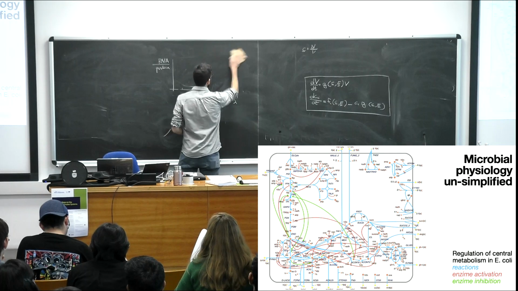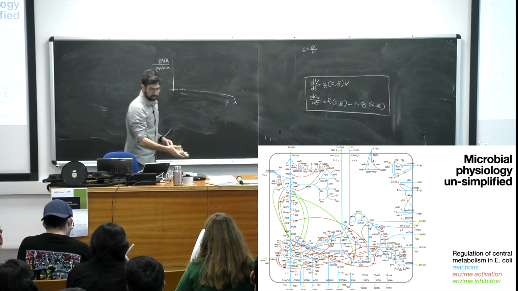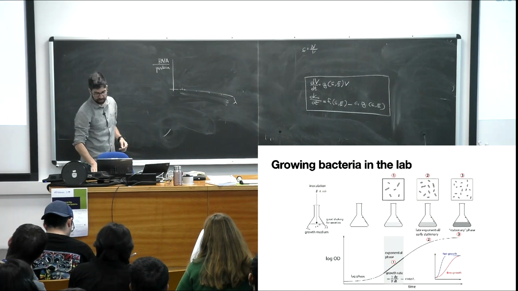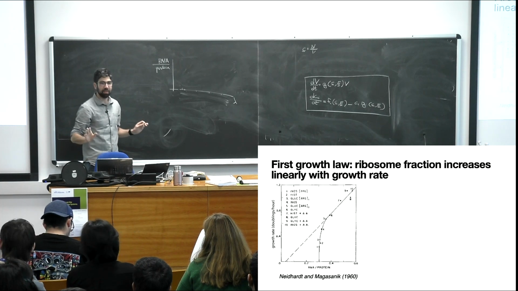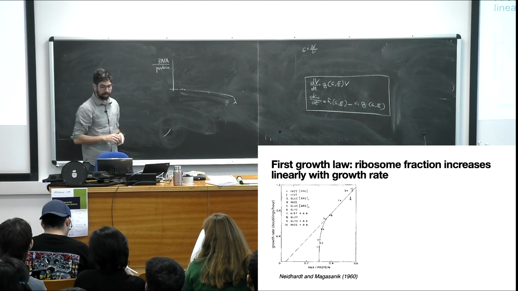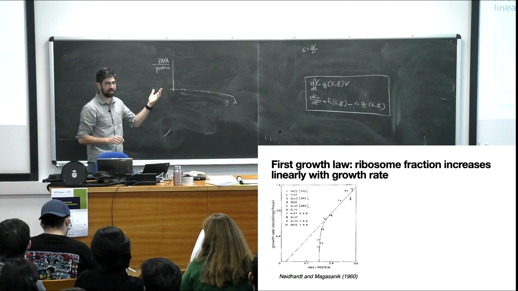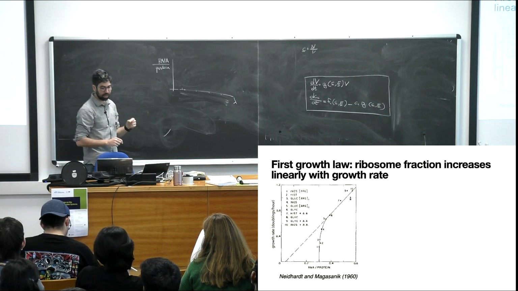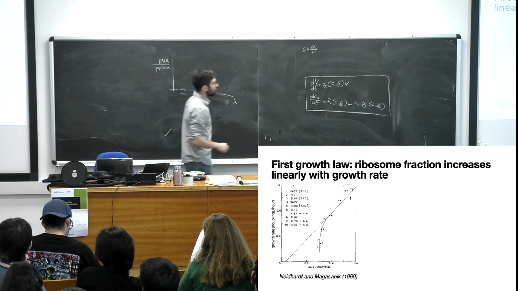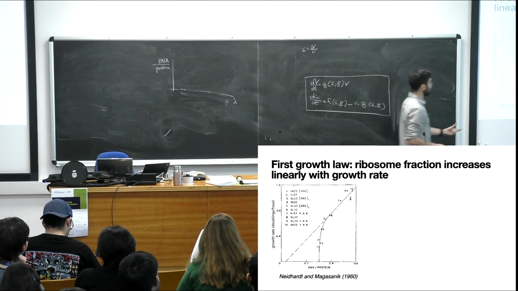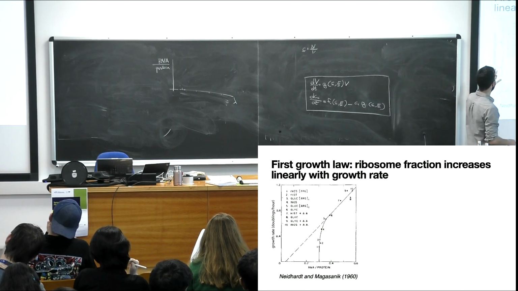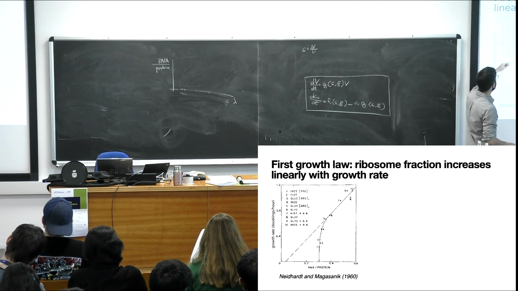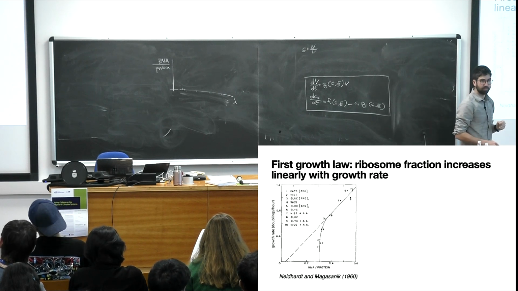When people did this in the 60s, what they found is something much more clean. Actually, this is the plot with the reverse axis. I will go back to the initial one. Here you have RNA to protein on the x-axis and growth rate on the y-axis, and there you have different nutrients.